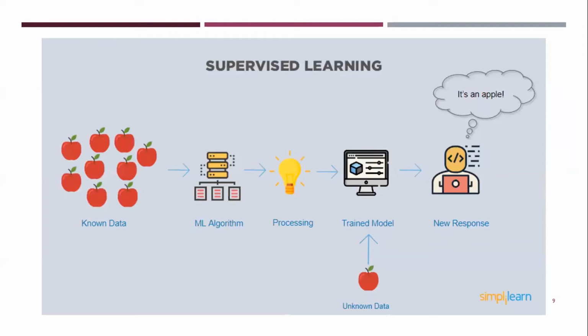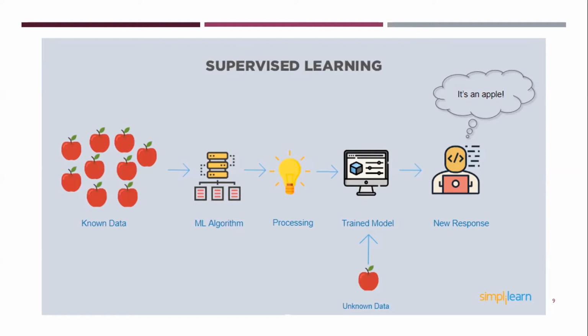So this is a typical example of supervised learning. You have some data that you know. You have apples here, and you know that these are apples. You could mix it with different stuff, oranges or something, and you take it through the machine learning algorithm. Through the algorithm, the data will get trained, and when you show it an apple, it will tell whether it's an apple or it's not an apple.